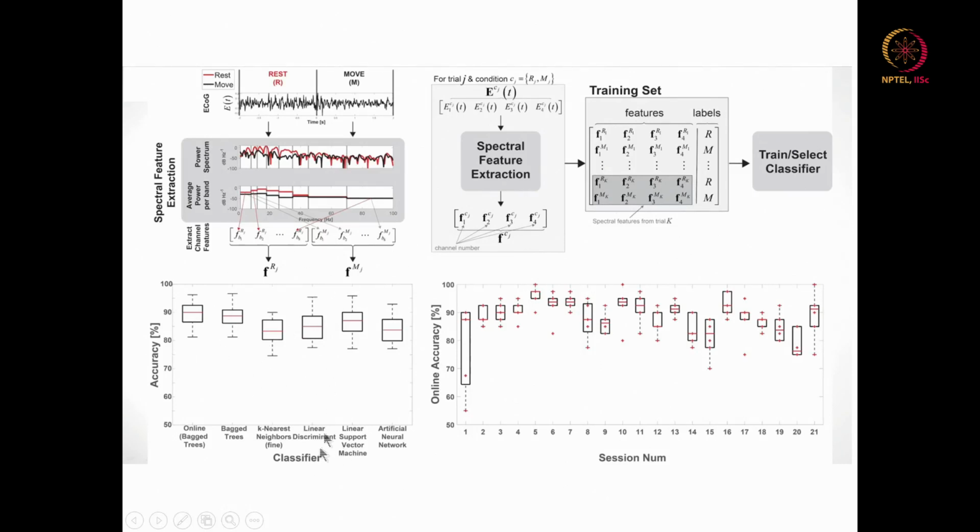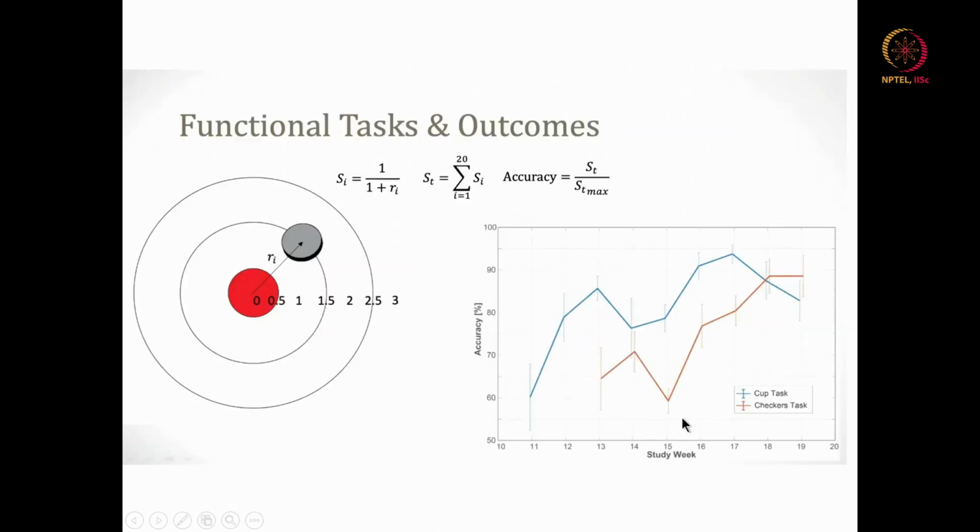So, here you can see the various classifiers. These are the performances of different classifiers. Artificial neural network is one of the algorithms, and others are support vector machine and linear discriminant analysis. So, these are the measures of accuracy using various algorithms, and the best of them will be chosen, and you can see as the number of sessions goes on, the performance is being improved.